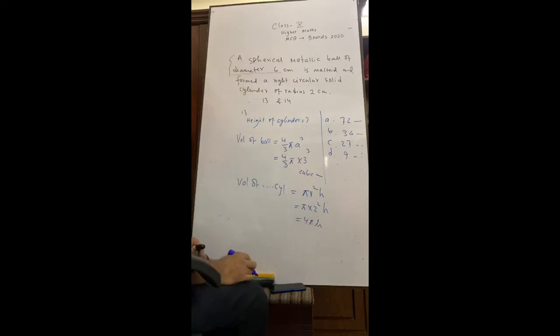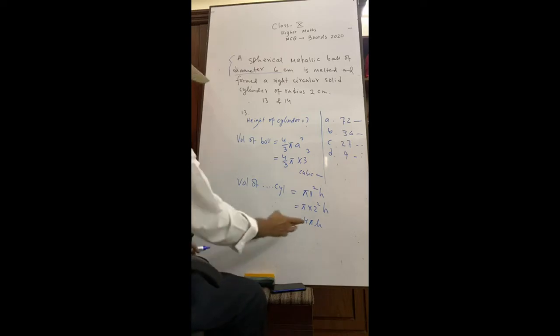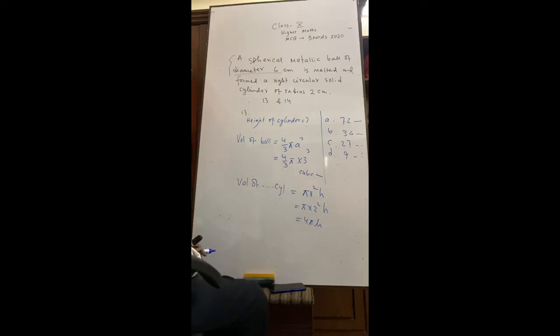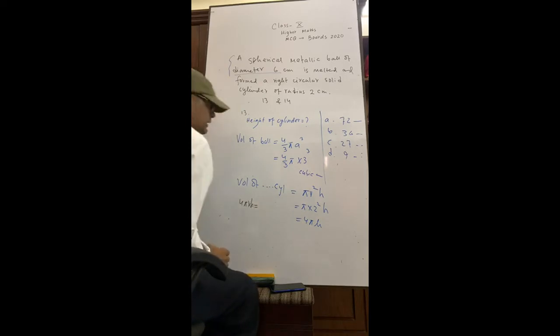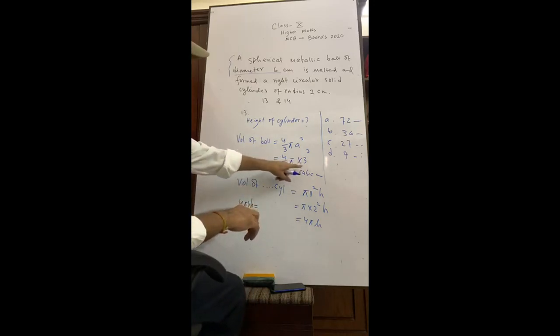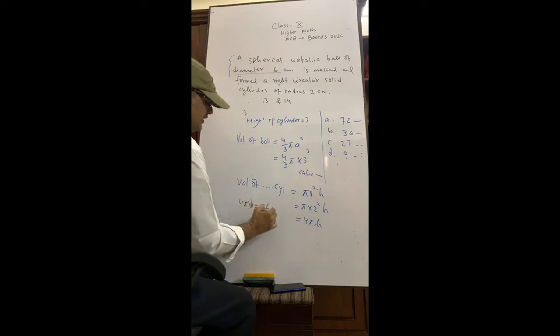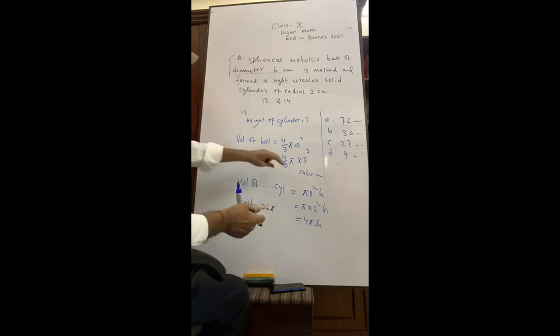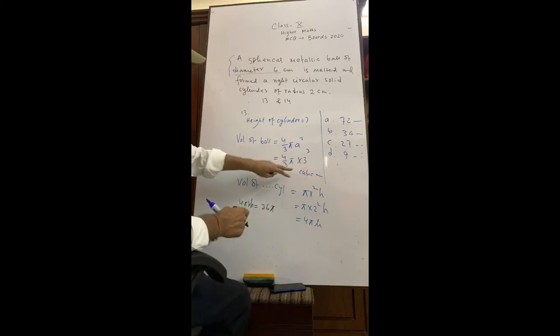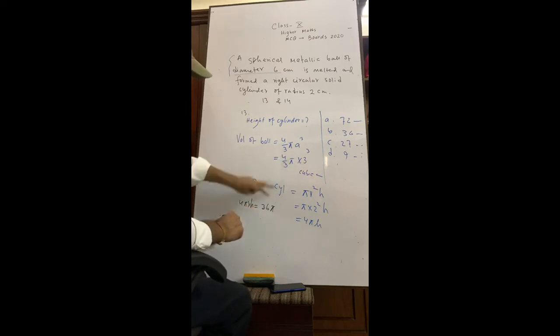According to the question, these two are equal. So here we can write 4 pi h equal to, if we calculate here, 3 9s are 27. That is 36 pi. 27 divided by 3 equals to what? 9. 9 into 4, 36 pi.